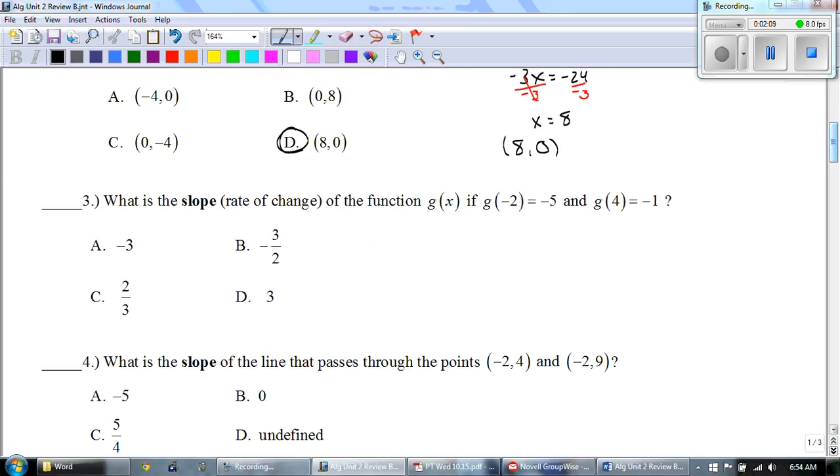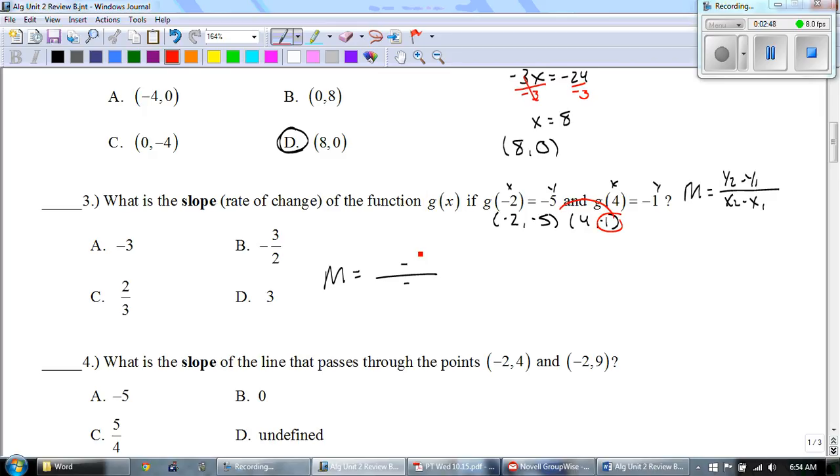All right, what is the slope, rate of change, of the function g of x if g of negative 2 equals negative 5 and g of 4 equals negative 1? So we need to use the slope. Okay, that's the y2 minus y1 over x2 minus x1. And if you don't see the points, you have to turn them into points. Okay, remember this is your x, this is your y, x comma y, and then we're just going to use the slope equation.